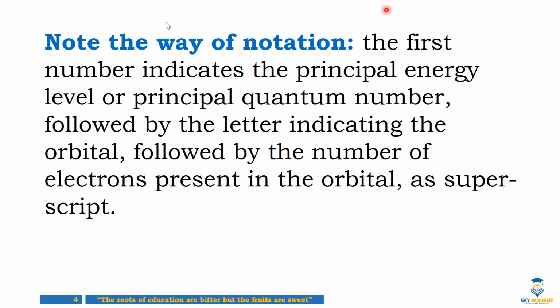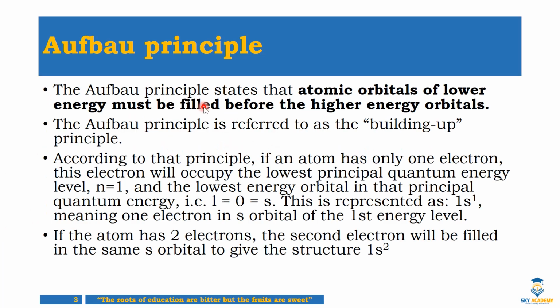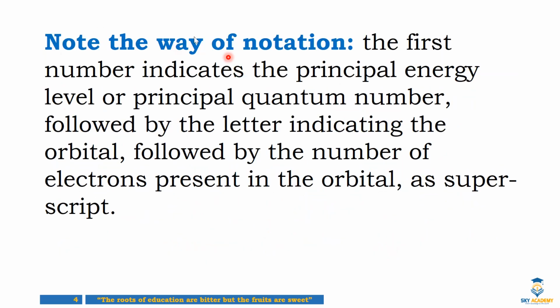Then note the way of notation. The first number indicates the principal energy level or principal quantum number, followed by the letter indicating the orbital, followed by the number of electrons present in the orbital as a superscript. This is explaining how we fill this notation. We said that this 1 represents the principal quantum number, s represents the orbital, and then this 2, which is superscript, is the number of electrons. That's what has been explained here.